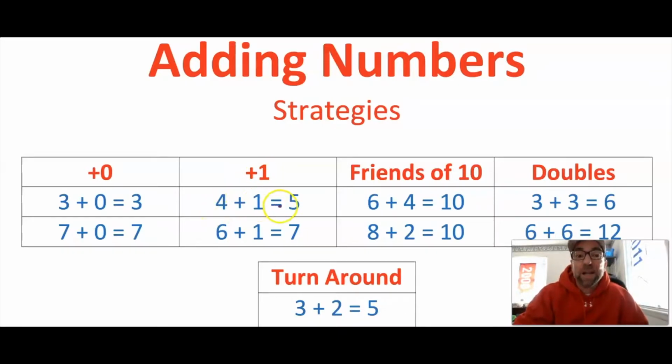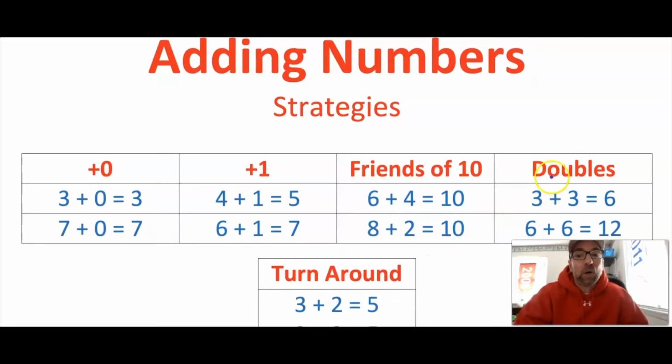We also learned the plus 1 rule. 4 plus 1 equals 5. It's like counting. 4, 1 more is 5. 6 plus 1 equals 7. It's like counting. 6, 1 more, 7. We also learned our friends of 10. And here's some examples. 6 plus 4 equals 10. 8 plus 2 equals 10.